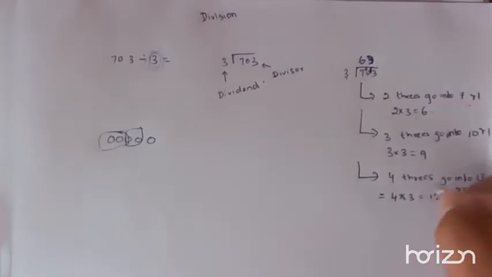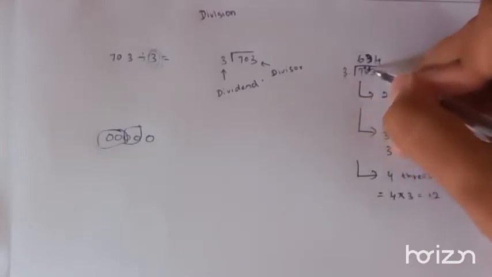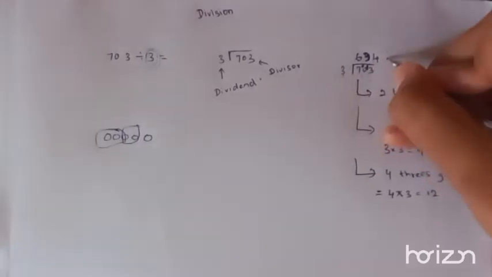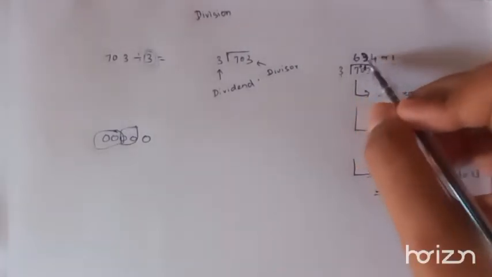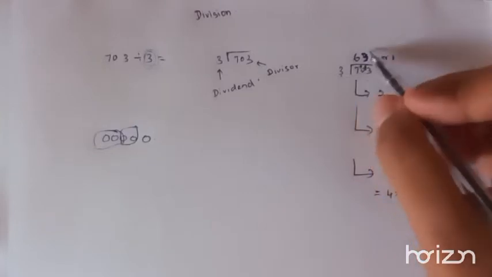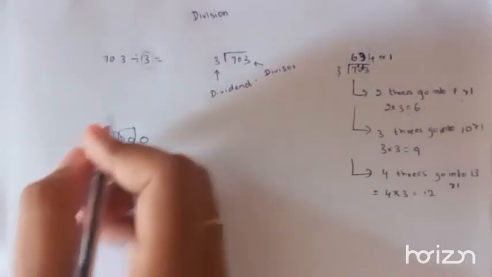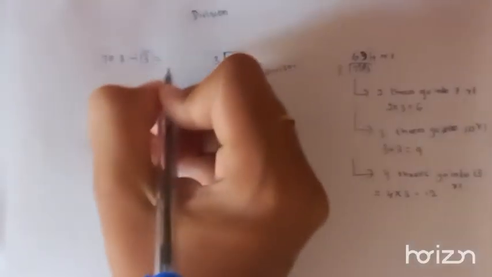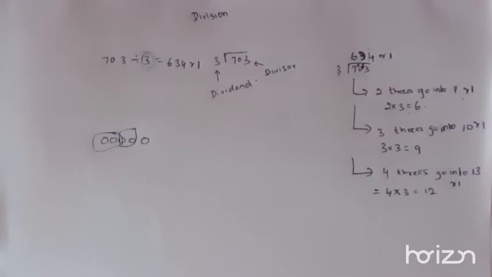Now we know 4 times 3 is 12. So 13 take away 12, we would have one remainder. When you're using this bus stop method, we put the quotient here. The number that we get after dividing is called the quotient, and we put the remainder next to it. So the answer for 703 divided by 3 would be 634 remainder 1. And that is how we solve using the bus stop method.